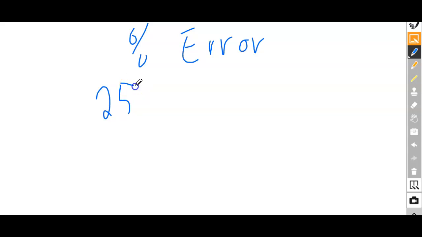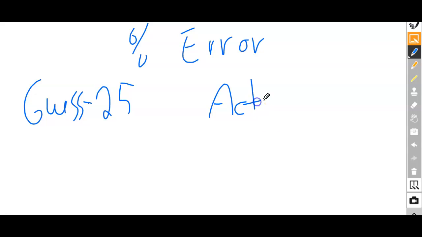Okay. And then the last one is a percent error. Still the same thing. We've got to find the percent by doing a part and a whole. So let's say that I was guessing that there were 25 kids. My guess was that there was going to be 25 kids in my class. Well, there was actually 30 kids in my class. So what percent was I off?